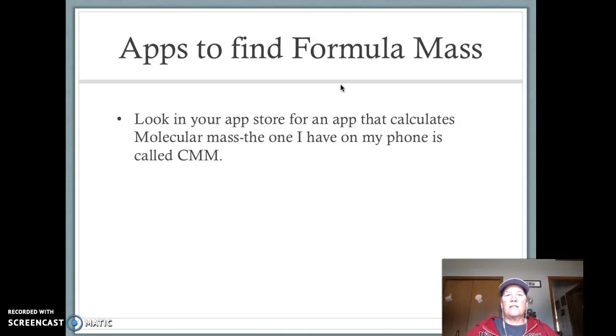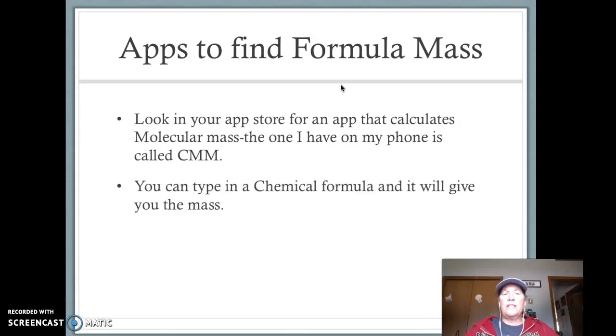On the Android it's a little different, but what you want to do is have that app so you don't have to do this formula mass all the time. Now that you know how to do it, there's no real reason for you to keep figuring out the formula mass. It's kind of like when you're a kid and you learn how to divide. Once you learn how to divide, then you can use the calculator. Well, finding formula mass shouldn't be a problem, so now use the app. You type in the chemical formula and it'll give you the mass. Again, you just have to be careful with capital letters and small letters, and where things should be in parentheses and all that. That has to be right, otherwise you're not going to get the right number.